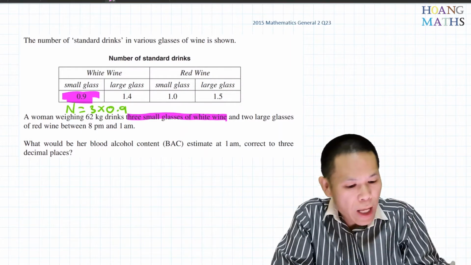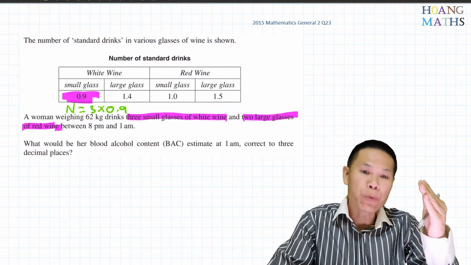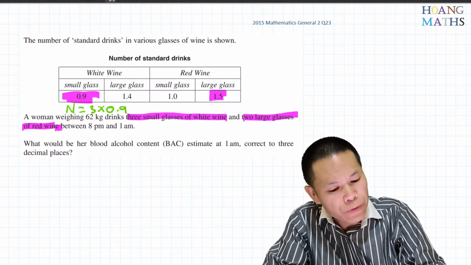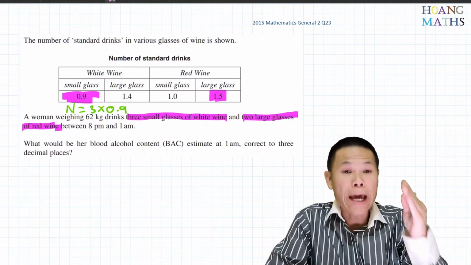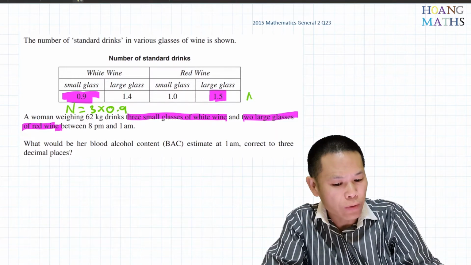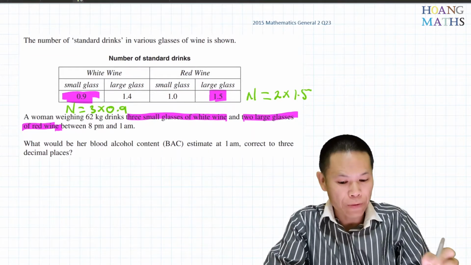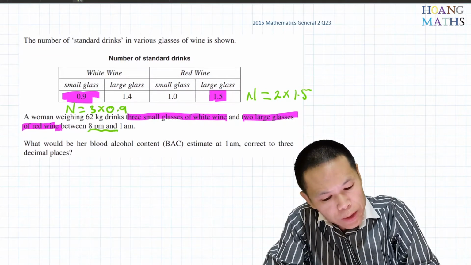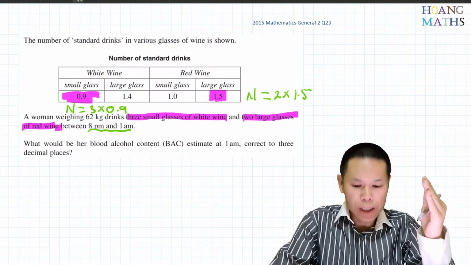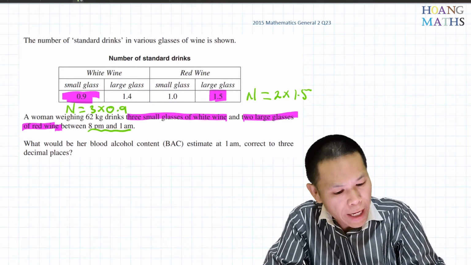And she drinks 2 large glasses of red wine. And we know 1 large red wine has a standard drink of 1.5. And she drinks 2 of those. So the number of standard drinks for this is 2 times 1.5. And the time she drinks is between 8 p.m. and 1 a.m. And the question is, what would her blood alcohol content estimate be at 1 a.m.?